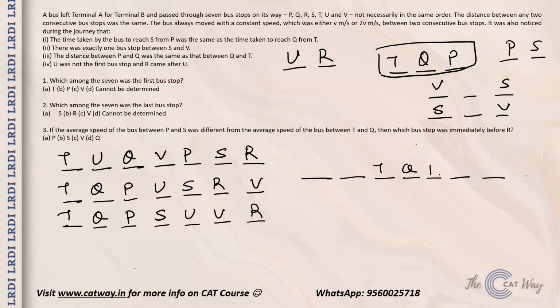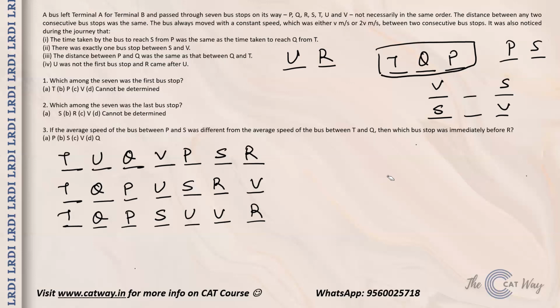Having TQP in third, fourth, and fifth position, sorry, is never a possibility, because then S and V can never be satisfied. And similarly, if you take TQP into these three positions, it's never possible. So the only three possible cases are these three. So we can move to answering the questions.